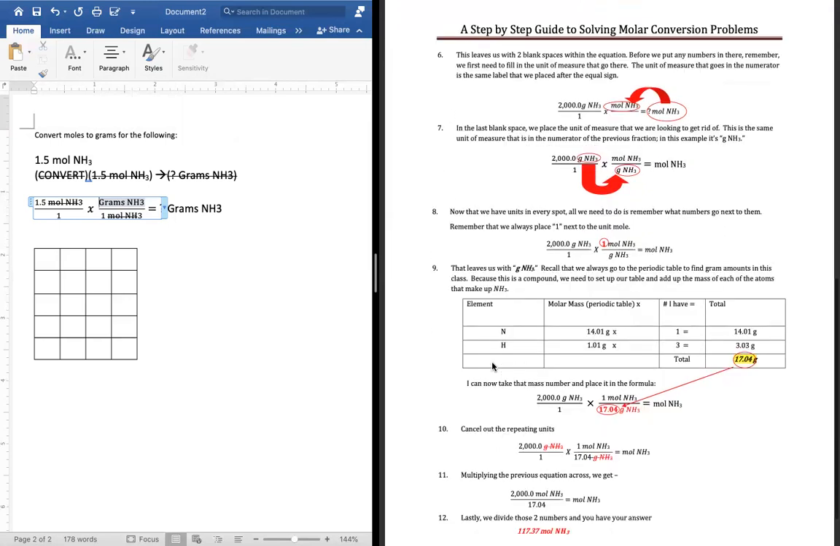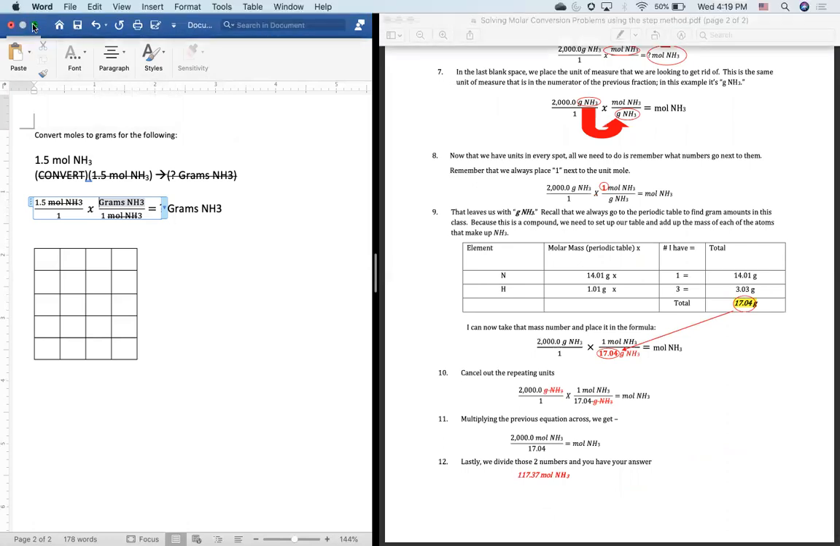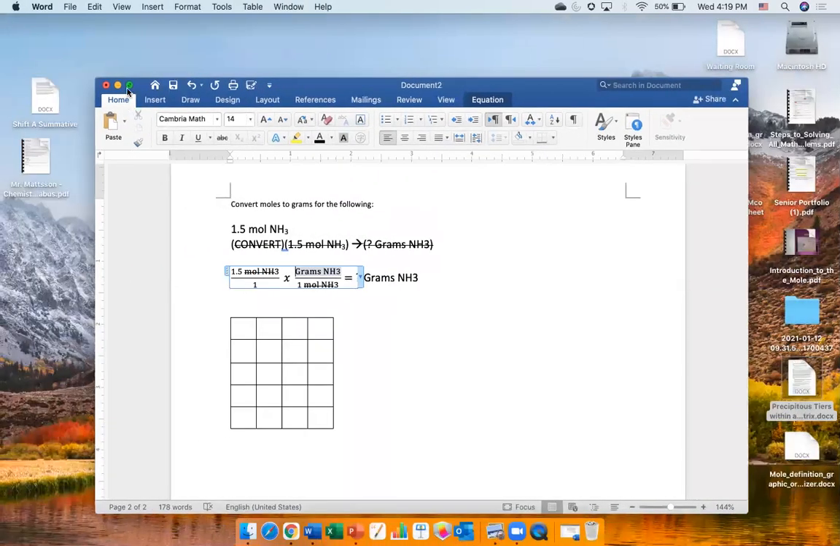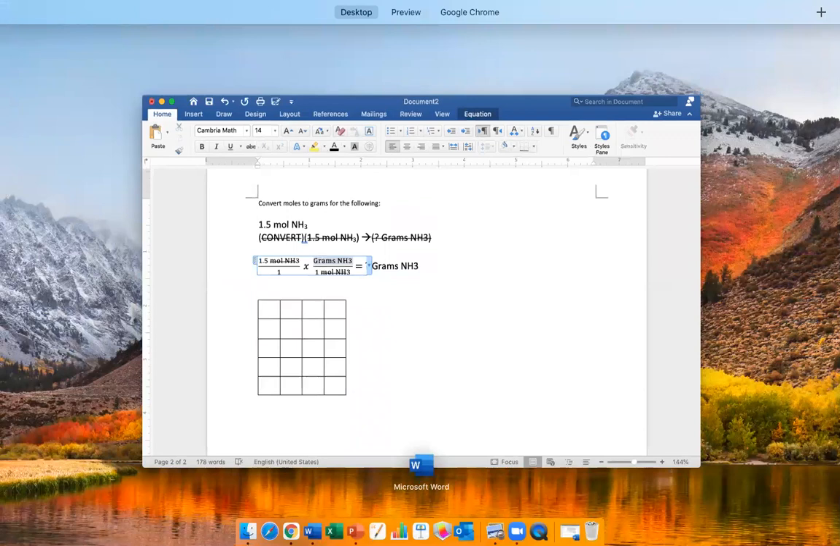That means we're now on step 9. We've got to put our chart together. So we're going to do our chart here. That means I need the periodic table. I see a gram unit. It means that I'm going to need my periodic table.